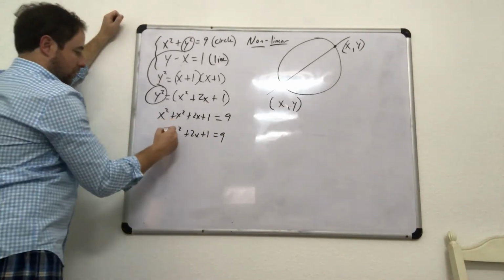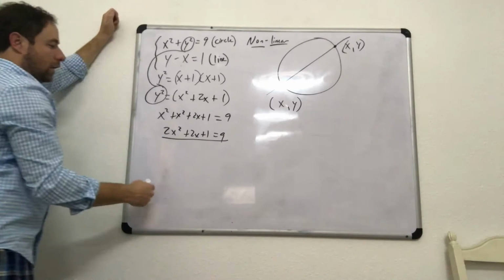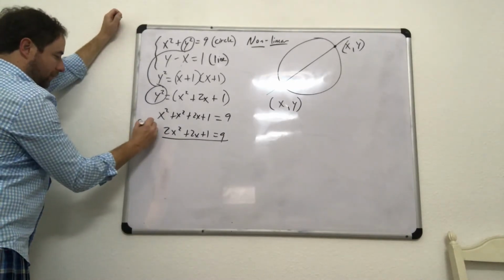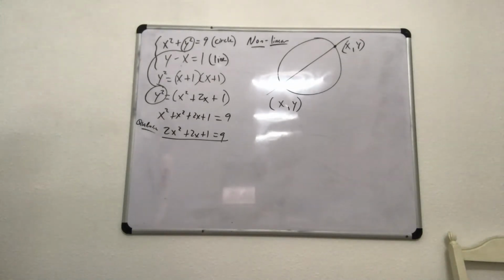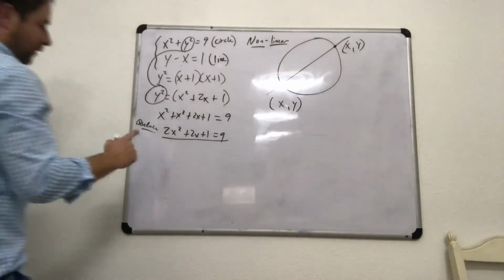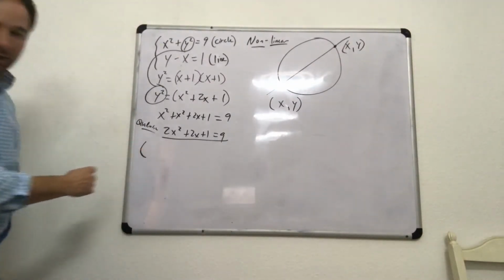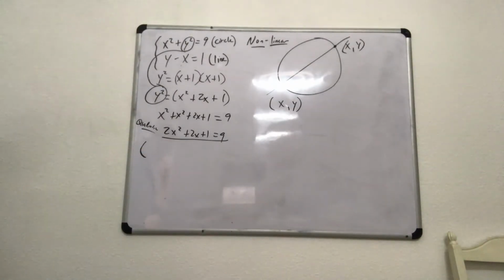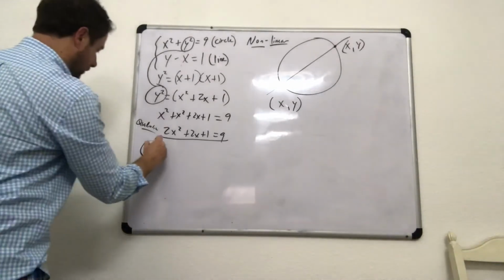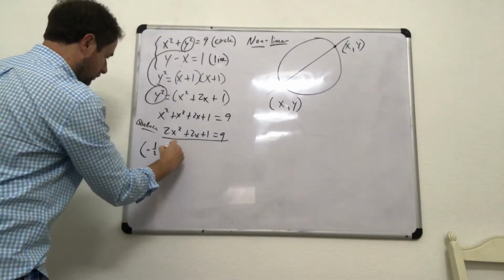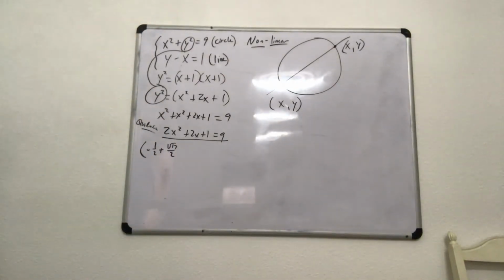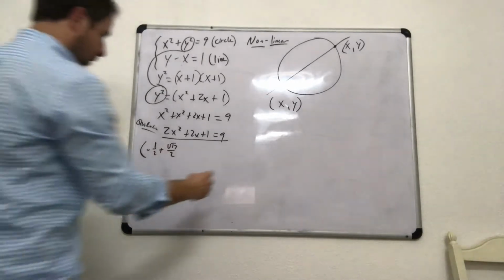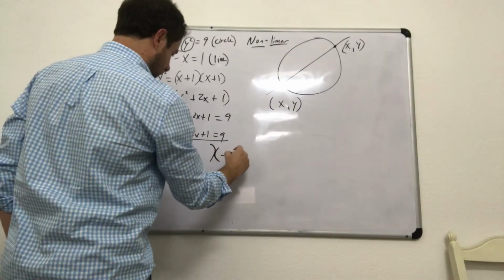Then what you're going to do is take this and plug it into the quadratic formula in your calculator. And whenever you plug it into the quadratic formula of your calculator, you're going to get two different answers. You're going to get negative 1/2 plus root 17 over 2. And then you're going to get negative 1/2 minus root 17 over 2.